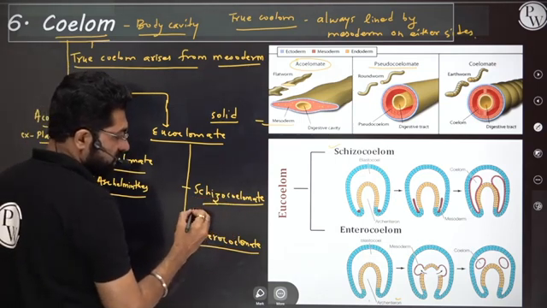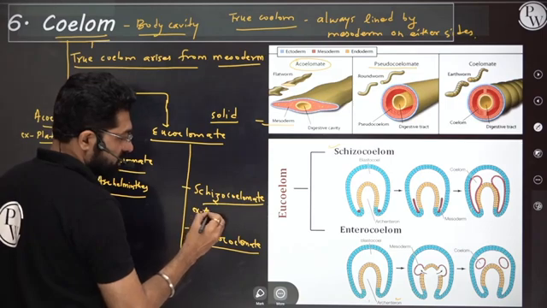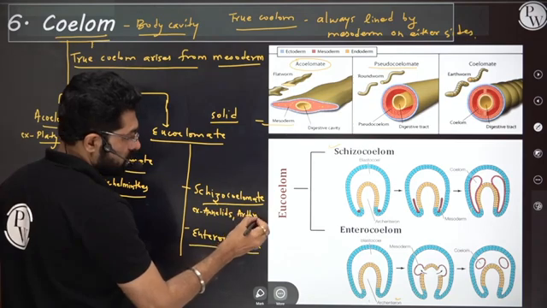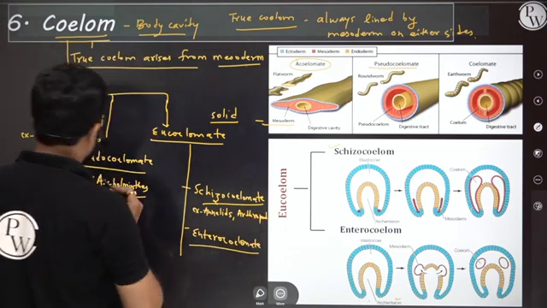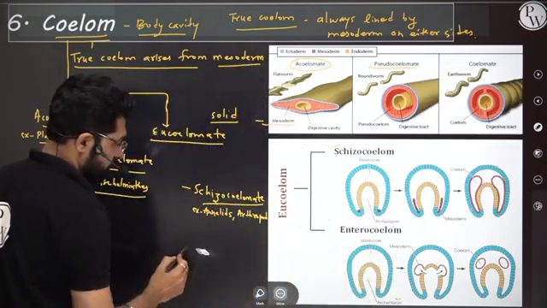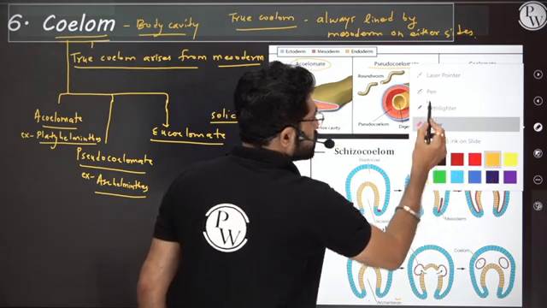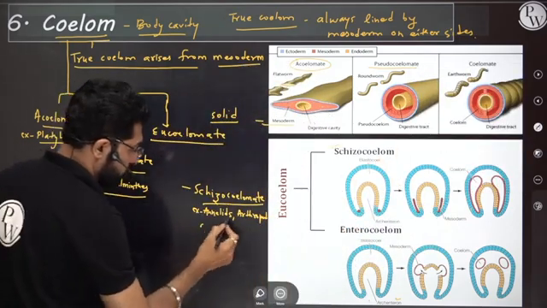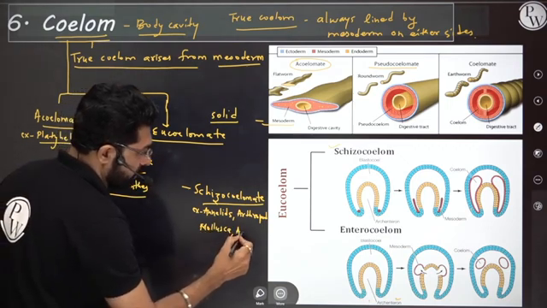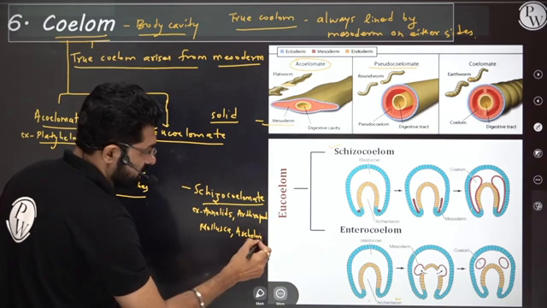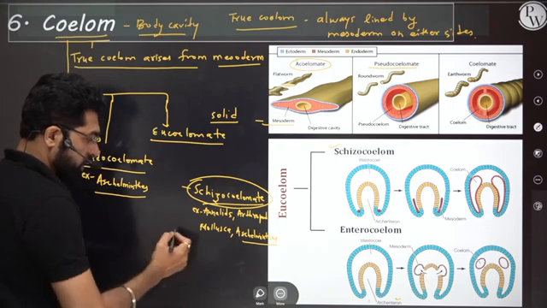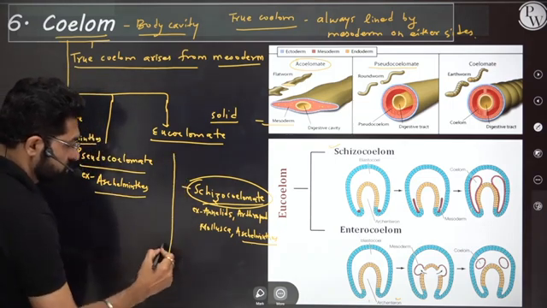Schizocoelom is present in, example is annelids, arthropods, and you have the molluscans, and even the Aschelminthes also. Aschelminthes also have the schizocoelom. Next comes your enterocoelom.